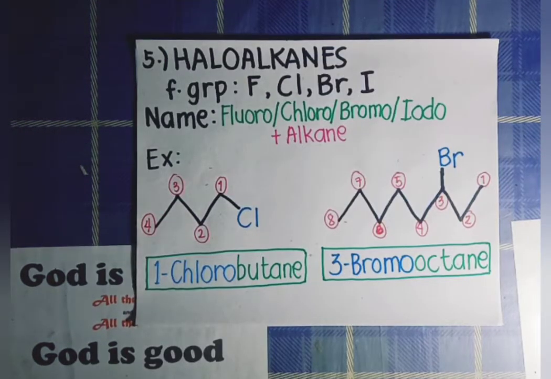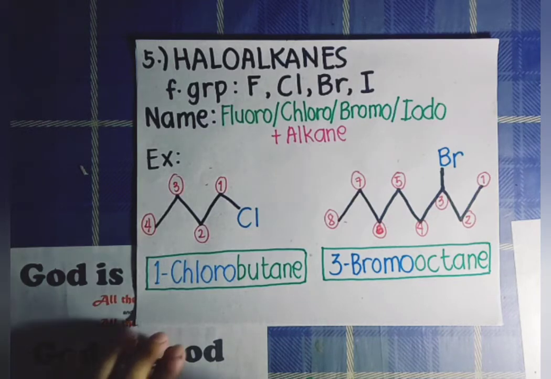Next one is haloalkane. Haloalkanes are used in the production of insecticide. The functional group in haloalkane includes fluorine, chlorine, bromine, or iodine, and its name follows the format halogen prefix, which is either fluoro for fluorine, chloro for chlorine, bromo for bromine, or iodo for iodine, plus alkane.